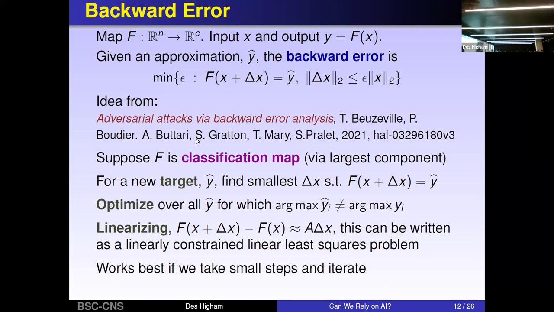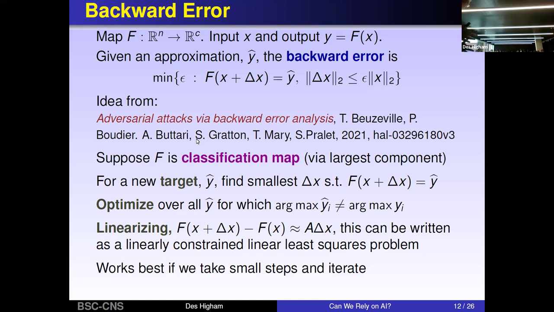And the clever idea they had was to then optimize over all y hats. So if you just wanted, for example, to change the image to something else, then you could optimize that problem over all y hats which give a different classification. So the index where y hat is maximum is different to the index where y is maximum. So the classification changes.